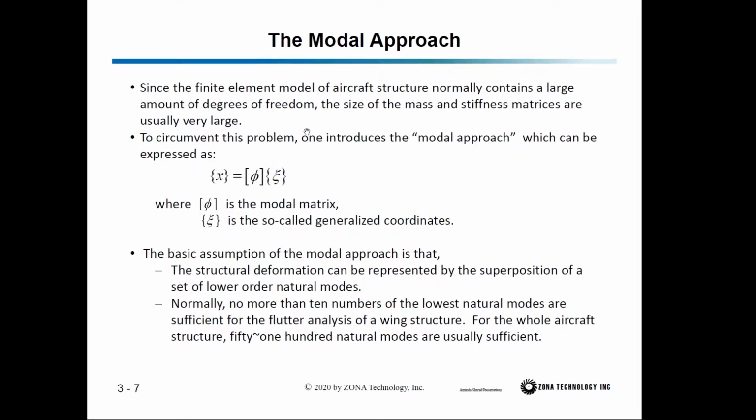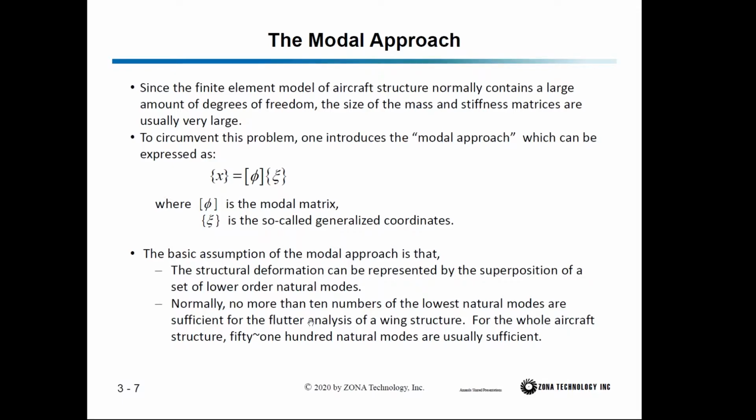Now, because the finite element model could be large, the GZ degrees of freedom can be in the order of thousands, if not millions. So to solve this large-size problem takes a lot of time. In order to reduce the size of the problem, we introduce the so-called modal approach, and we assume the structural deformation can be superimposed by a set of lower-order natural modes. This is what we call a mode shape matrix, and C is the so-called generalized modal coordinate.